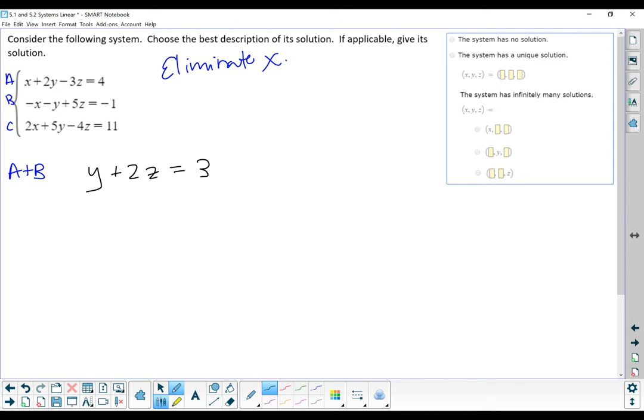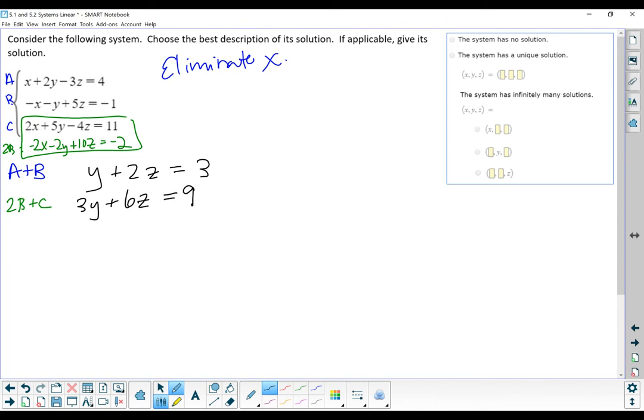So I need to eliminate x with another pair. Let's multiply B by 2, because then we can have an elimination here with our x. So I'm going to multiply B by 2. Negative 2x minus 2y plus 10z is equal to negative 2. Don't forget to multiply the number at the end. So let's add together 2B and C. If we add together 2B and C, we get 3y plus 6z is equal to 9.